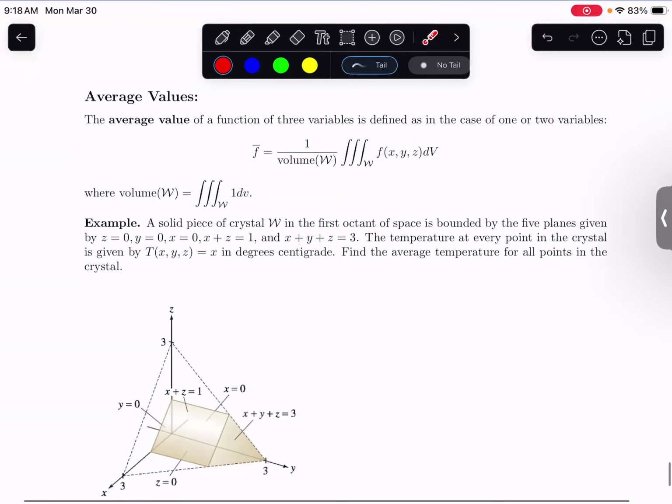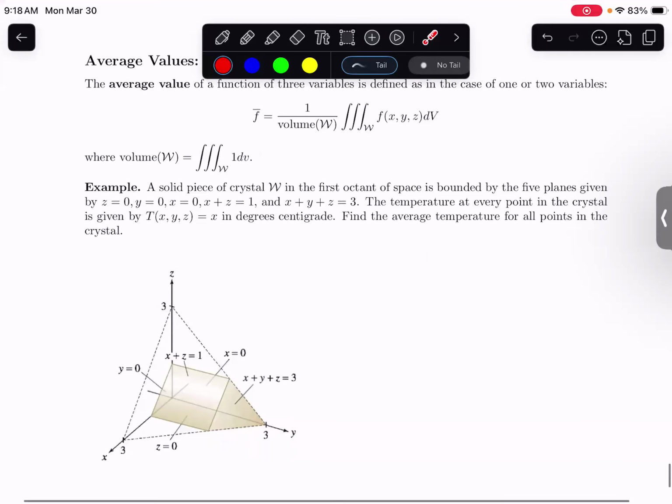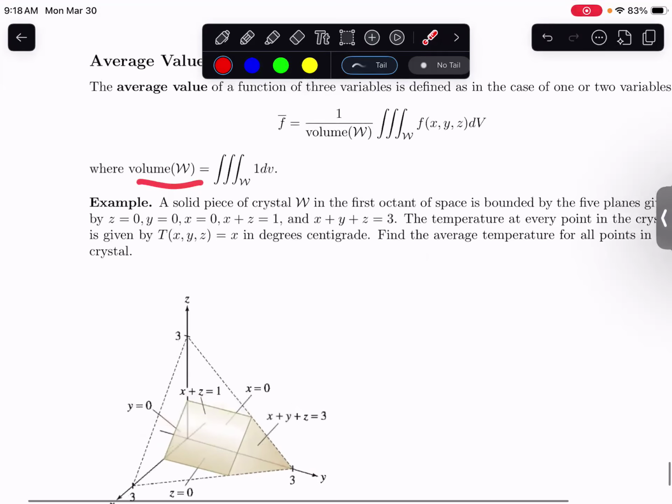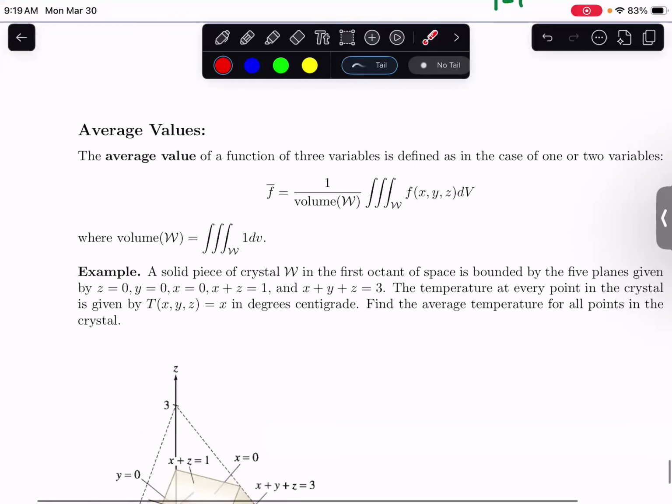Usually it's hard to remember a bunch of volume equations, and sometimes volume can be really difficult to compute. Something good to remember is that you can always write out the volume as the triple integral of 1 evaluated over W. So if you want to find the volume of W, it's just the triple integral over W of 1, which isn't so bad.